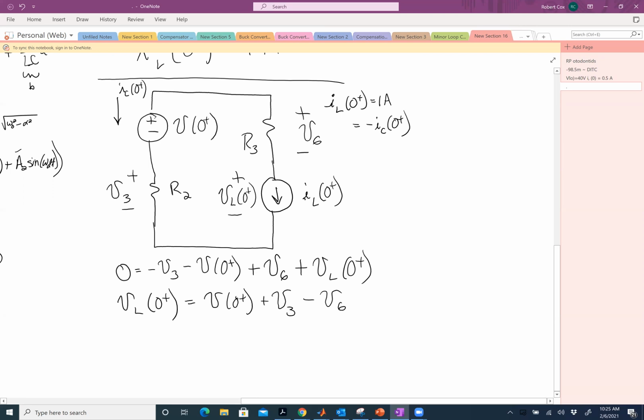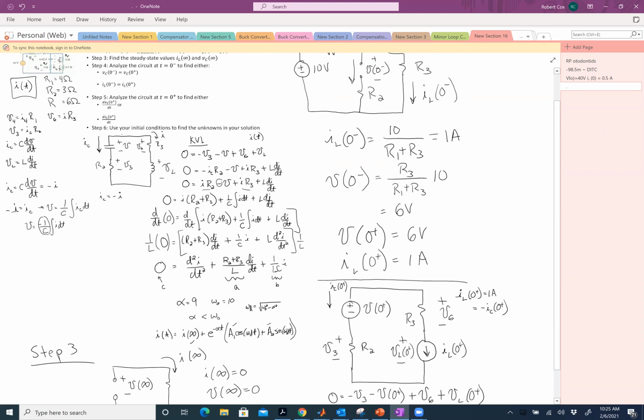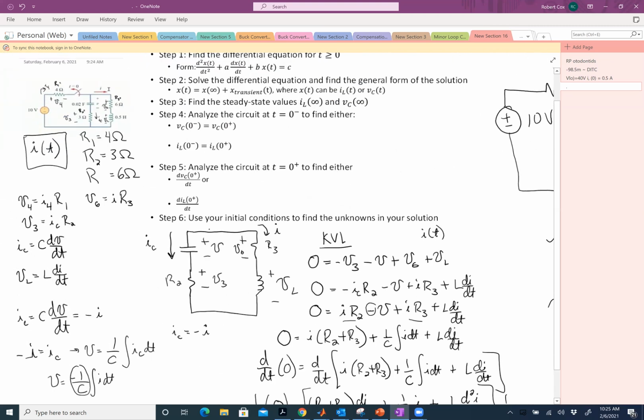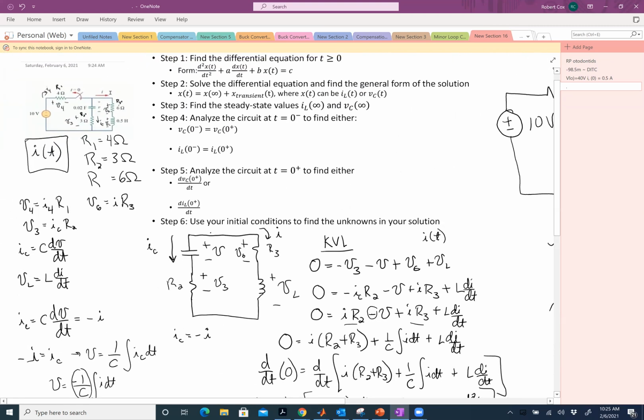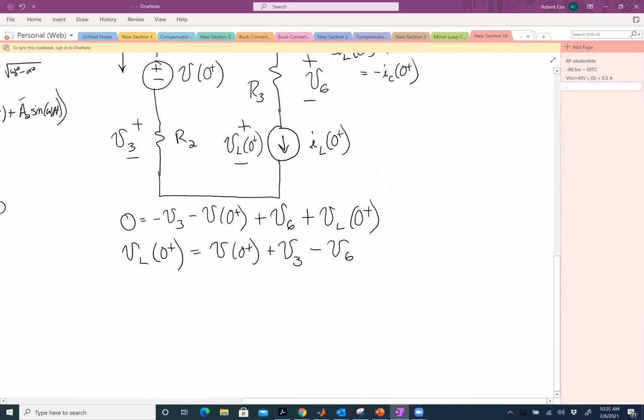Now what I'm going to do is go back over to my relationships. V6 was defined in terms of the current flowing into its plus terminal, which we called I. V3 was defined by the current flowing into its plus terminal, which we called IC. So that means V0 plus is just a value, so I'm going to leave it as V0 plus. We know that value. We solved for it. It was 6 volts.